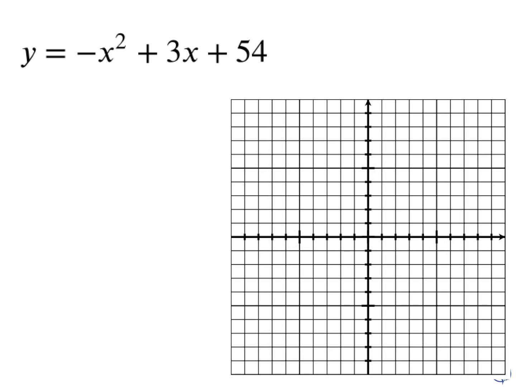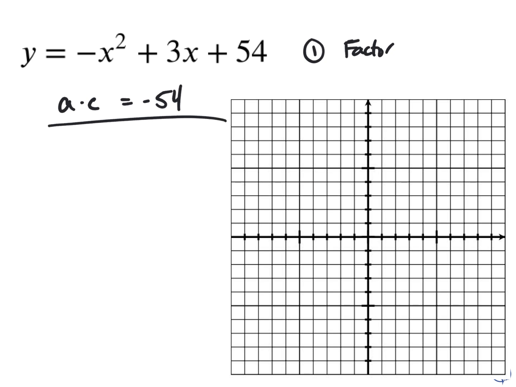So the strategy here is to factor, because intercept form is also called factored form, and so getting to intercept form is doing factoring. So a times c is negative 54, and we need to think about the factor pairs of negative 54. I got 1 and negative 54. I got 2 and negative 27. 3 and negative 18.